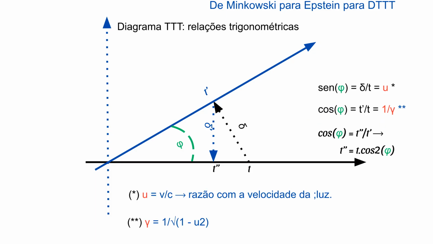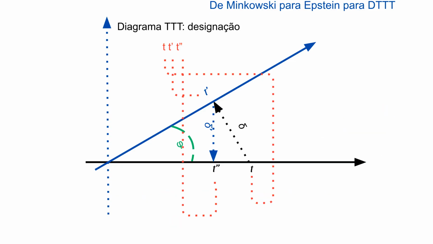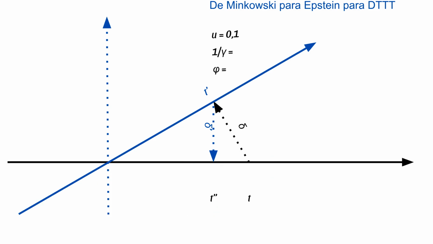This slide displays the trigonometric relationships inherent in the TTT diagram, relating velocity and the Lorentz factor. This diagram summarizes the designation of the time variables, highlighting how they interact within the geometry. Finally, with a velocity of 0.1 c, we can observe the calculated values for our trigonometric variables in this model.